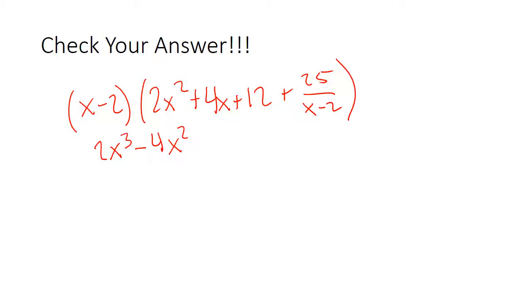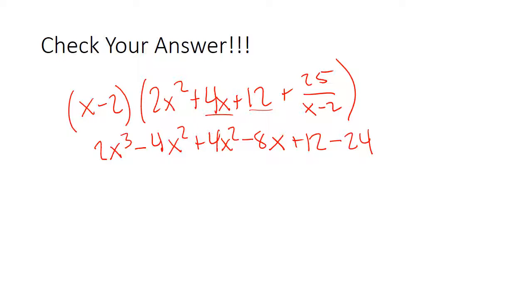And so now we'll do that to the next term, to our 4x. X times 4x is 4x squared. Negative 2 times 4x is negative 8x. And then on to this 12, so we have 12x. Negative 2 times 12 is negative 24. And then we need to do x minus 2 times 25 over x minus 2.